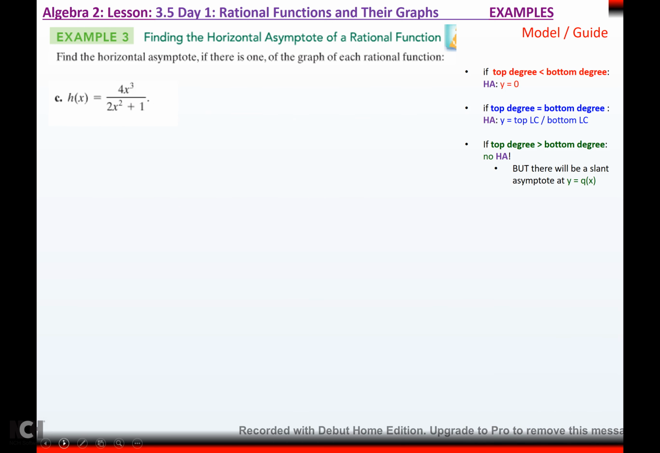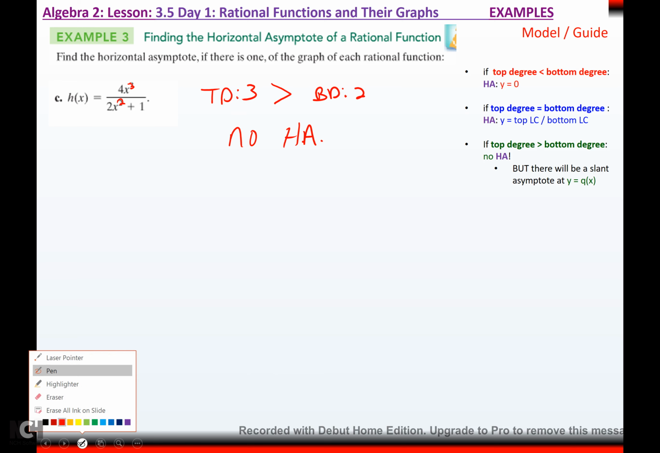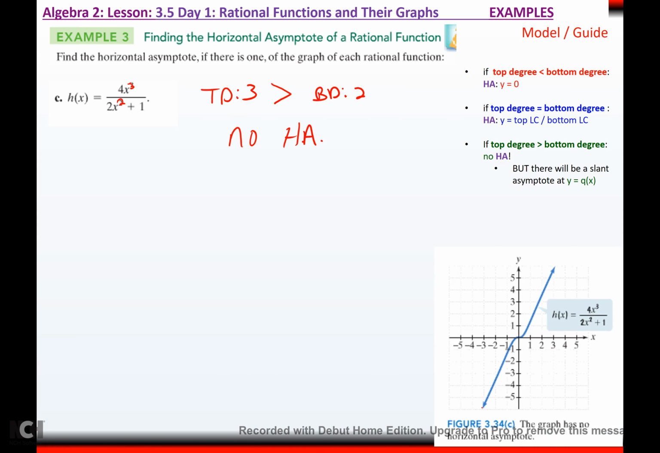Alright, so if we look at this one, my top degree is 3. My bottom degree is 2. Since my top degree is bigger than my bottom degree, there is no horizontal asymptote. Okay? And if we look at the graph, you can see, okay, there's no horizontal asymptote. It's not approaching any horizontal line. It's gonna keep on going up and keep on going down forever.